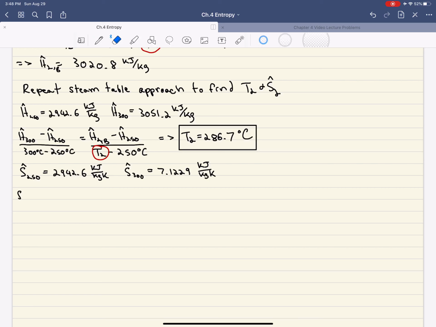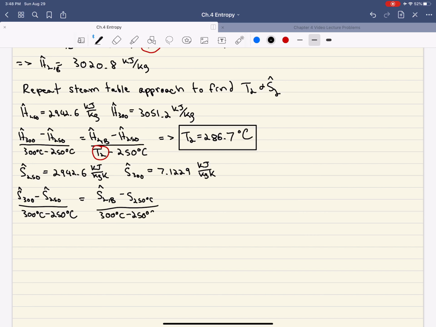Let's interpolate. S300 minus S250, over 300 degrees C minus 250 degrees C, is equal to S2 part B hat minus S250, divided by T2 minus 250. Our only unknown is this. So solve for S2 part B, and we get an entropy of 7.0677 kilojoules per kg K. And we see here our entropy is slightly closer to the 300 value than it is to the 250 value, and that's because our temperature is closer to 300 than it is to 250.